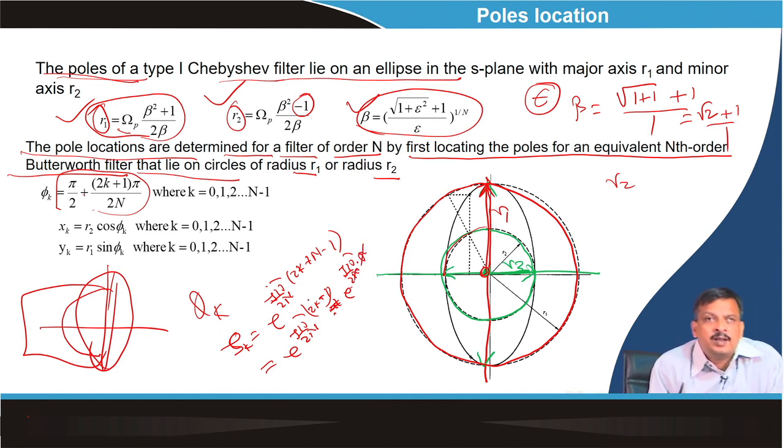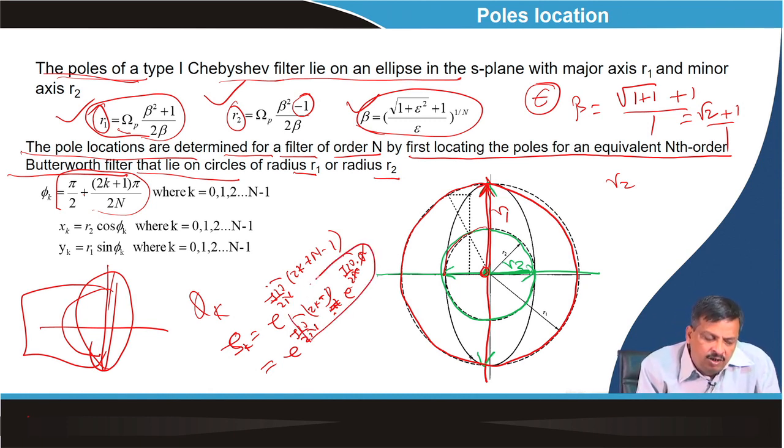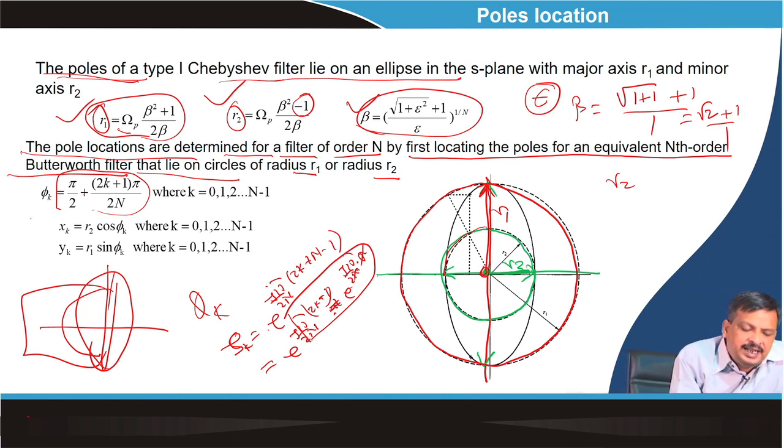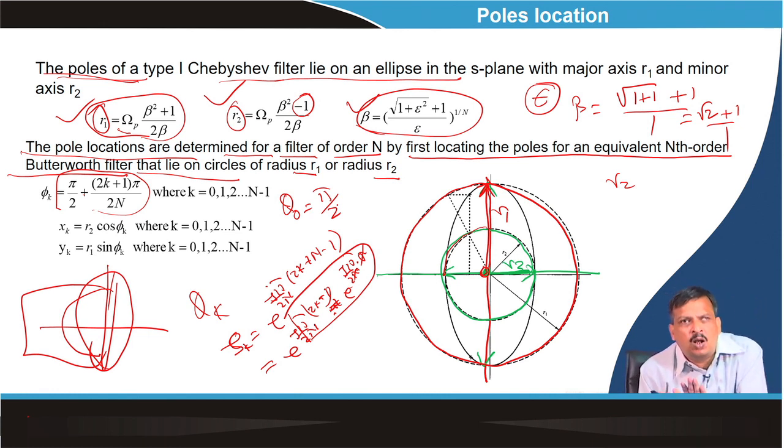So, I can say the pole position, if I want to, is determined from this angle. So, phi k. Phi k equal to 0 means phi 0 is equal to pi by 2. Why is it pi by 2? Why is the offset required? Because all poles are in the left side. So, this is pi by 2.